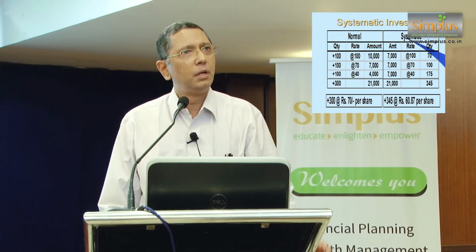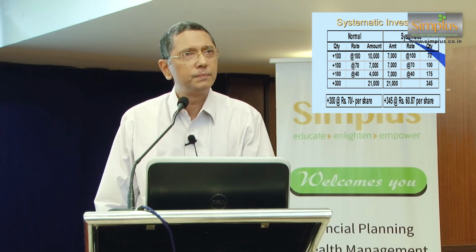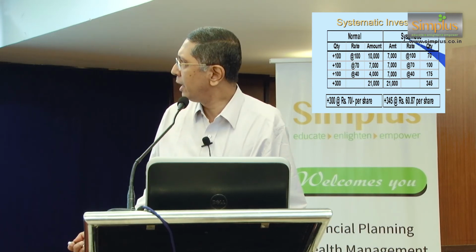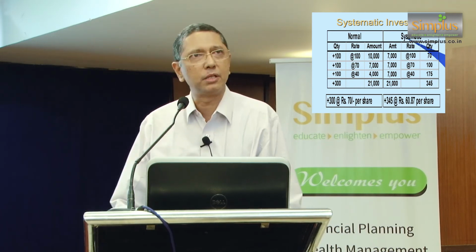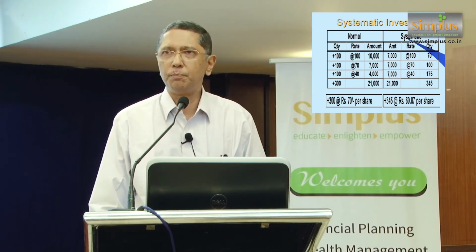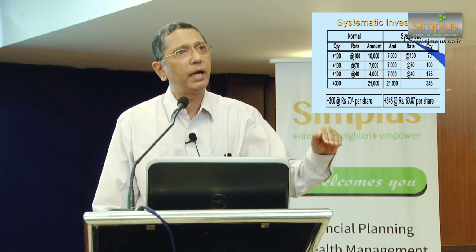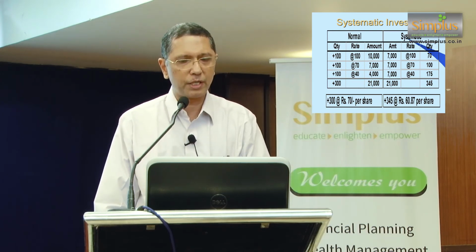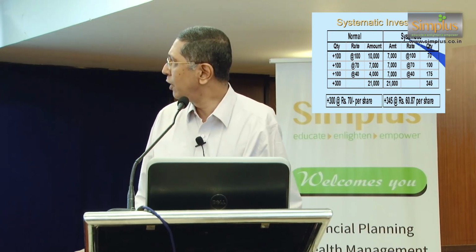What does a normal stock market investor do? There is a stock quoting 100 rupees in the stock market. I believe this is a good stock. I decide to buy 100 shares, investing 10,000 rupees. Unfortunately, I have bought it at the very peak of the market. From the day I buy, the market collapses, the stock price also collapses. It falls from 100 rupees to 70 rupees.